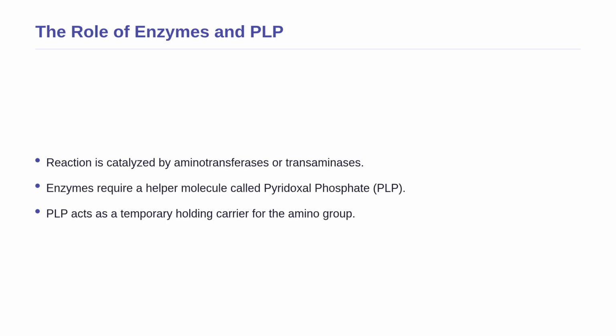Knowing what the reaction does naturally leads us to ask how it happens so quickly. This elegant swap does not just happen on its own. It is catalyzed by a special class of enzymes known as aminotransferases, or transaminases. Furthermore, these enzymes cannot work alone. They absolutely require a helper molecule called pyridoxal phosphate, often abbreviated as PLP. You can think of PLP as a temporary holding carrier. It grabs the amino group from the first molecule, holds onto it for a split second, and then safely hands it over to the receiving molecule.